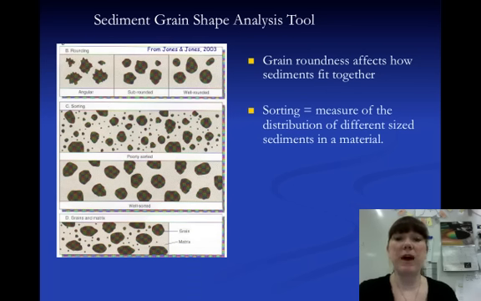Sorting is the measure of how they're distributed. Poorly sorted sediments have grains of many different sizes present, like we see right here at the top. So these are poorly sorted because they're all mixed together. Well-sorted sediments, like we see right here, have grains of similar sizes altogether. And sometimes, like you see down here, you can have some larger grains floating around in a matrix of smaller grains.